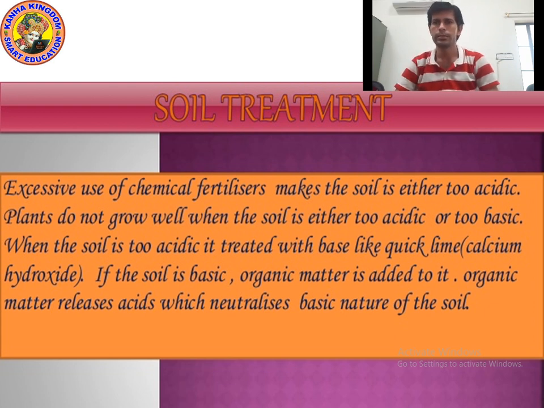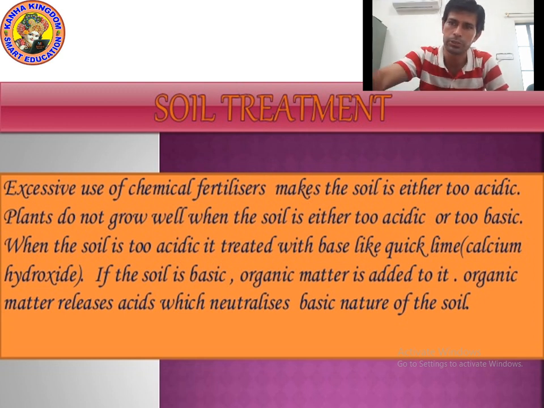I hope, kids, you understood soil treatment. With excessive use of chemical fertilizer, the soil becomes acidic. That's why we need to add a base, quicklime, whose chemical formula is calcium hydroxide. If the soil is basic, we use organic matter. Organic matter releases acid, which neutralizes the basic nature of the soil. Now let's move on to the next point.